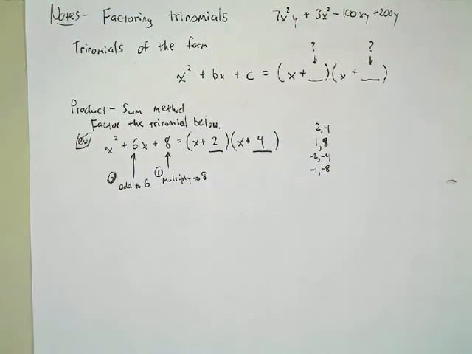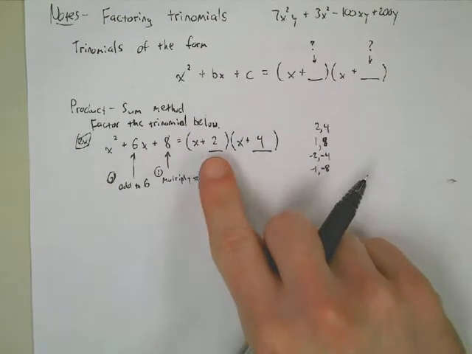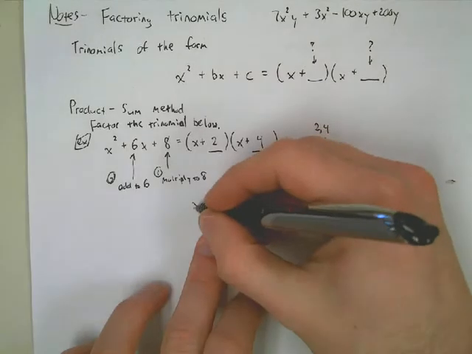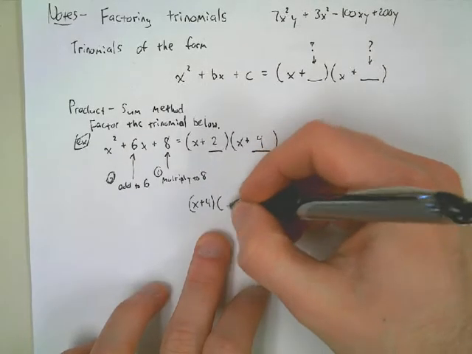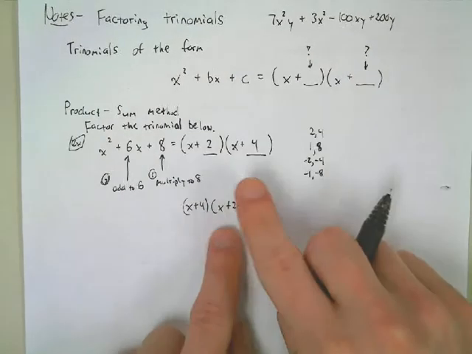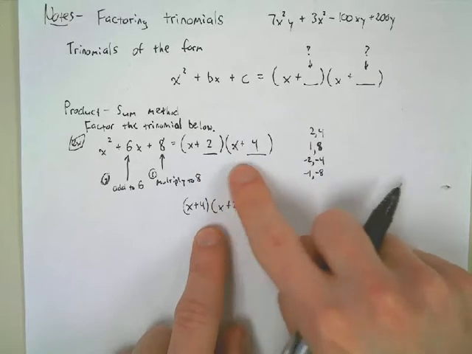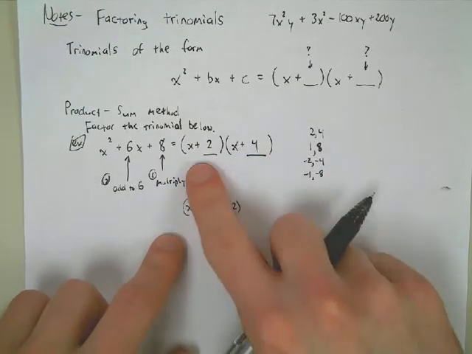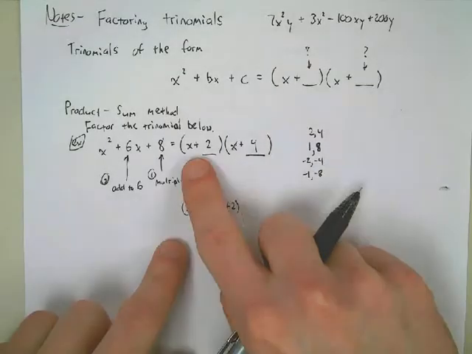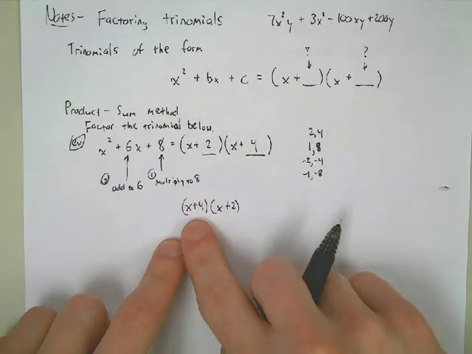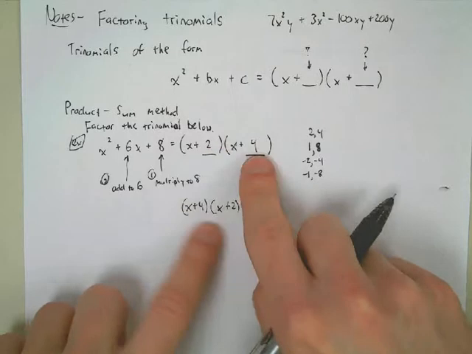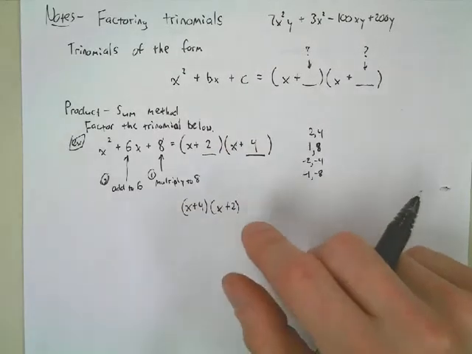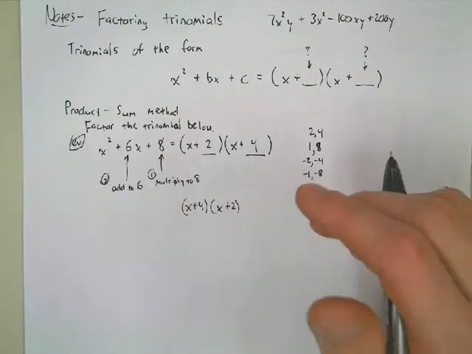Wait, does it matter which way they could put? Good question. So, let's see here. Is this okay? Yes, it is okay. All we've done there is, think about it this way. It's multiplication, right? All I did is flip the order. Instead of x plus 2 times x plus 4, I made it x plus 4 times x plus 2. These are still saying the same thing, right? 2 times 3 is still 3 times 2. So, they're equivalent as well.